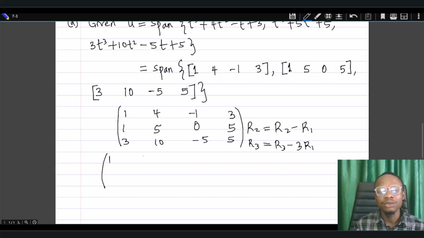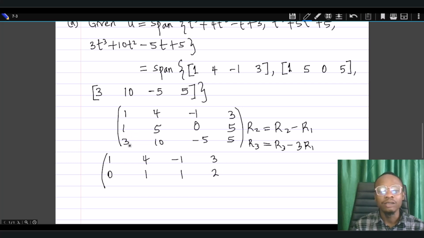Nothing is happening to the first row, so that is 1, 4, minus 1, 3. For the second row, we have 1 minus 1, that is 0. 5 minus 4, that is 1. 0 minus minus 1, that is 1. 5 minus 3, that is 2.